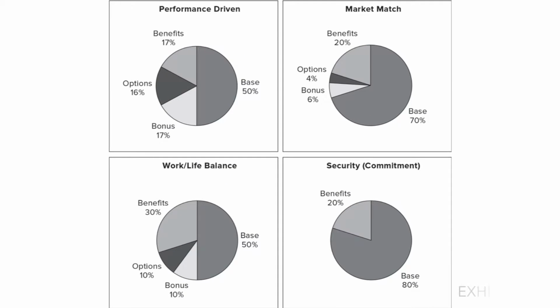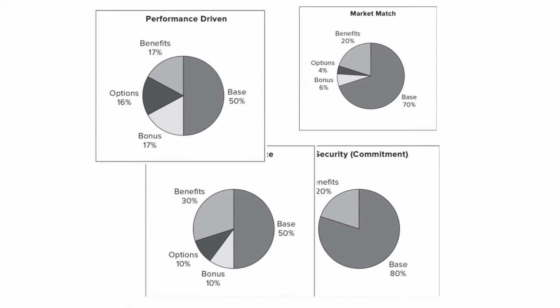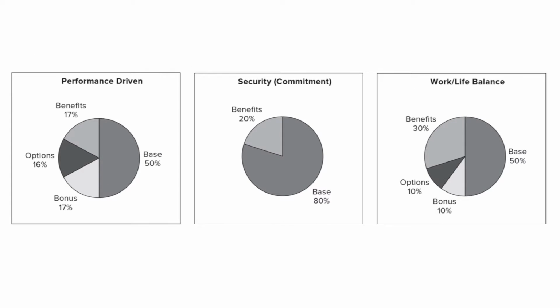To break it down a little bit further, we're going to refer back to Exhibit 7.16 from Chapter 7, and we had 4 graphs of different pay mix strategies. So we had a performance-driven pay mix, we had market match, work-life balance, and then security. We're really going to focus on the performance-driven, the security, and then the work-life balance. Let's look at 3 different types of employees and try to figure out which pay mix we think would work best for their situation. First, we have Bob.